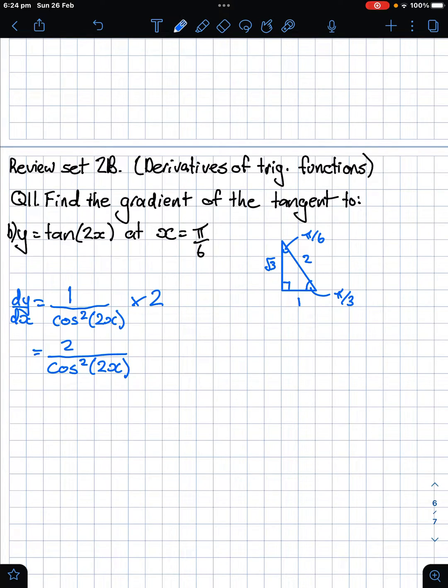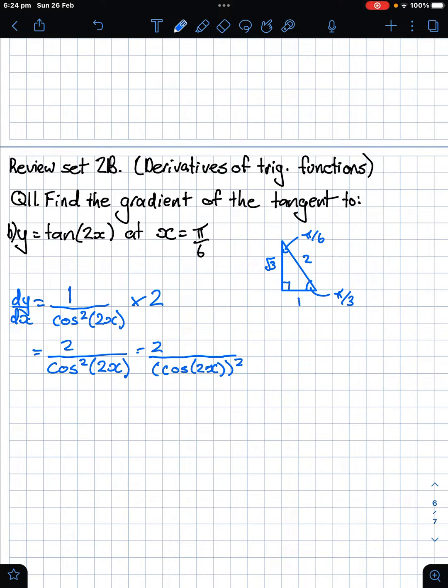Now, we've got to find the derivative at this point. Sometimes it can be easier to write this as 2 over cosine 2x, and then that's all squared. It just means if we can solve cosine 2x, then we're all good.